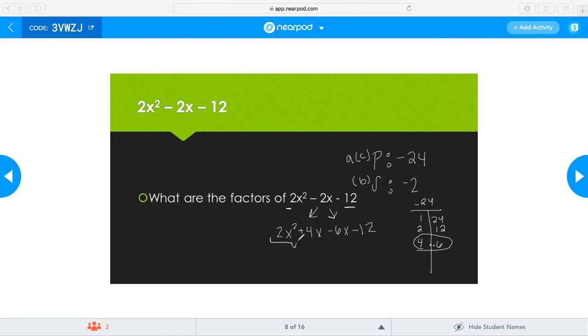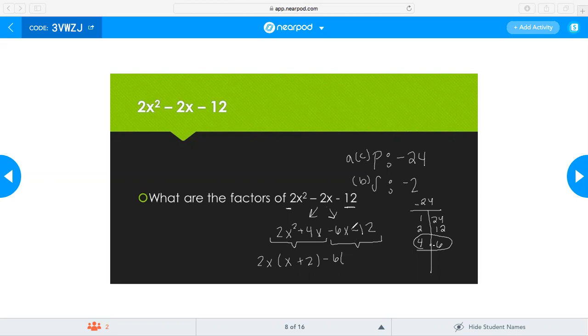And then I'm grouping my 2 things here, and I'm trying to figure out the greatest common factor. What goes into 2x squared and 4x? 2x. Okay, so 2x times what will give me 2x squared? And 2x times what will give me 4x? 2. All right, so I got 2x times x plus 2. And then what's the greatest common factor here? -6. Oh, okay, I did it right.